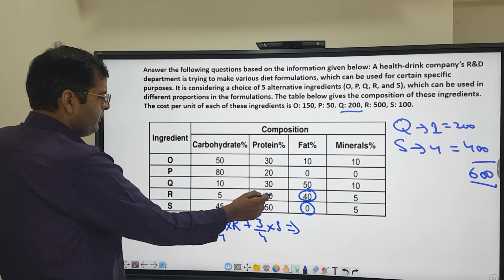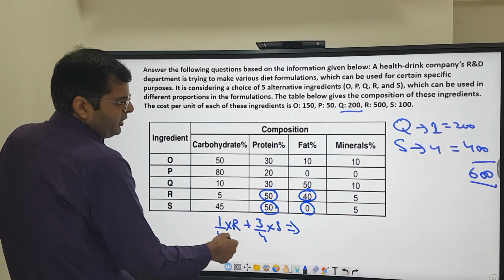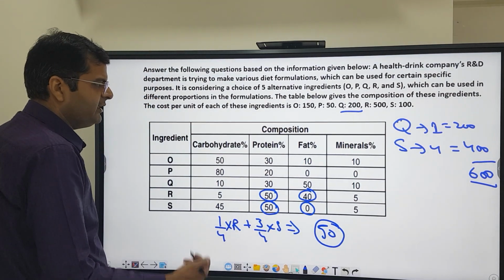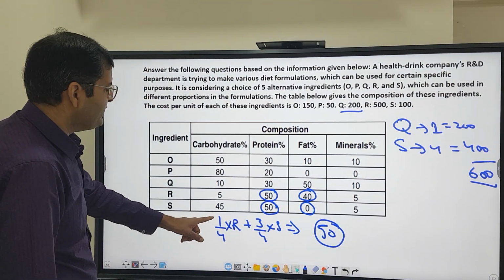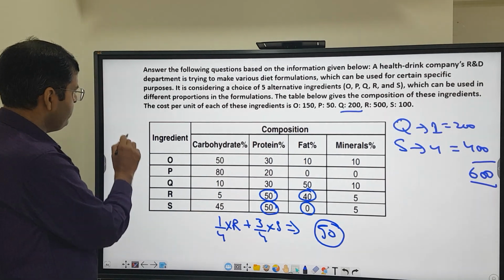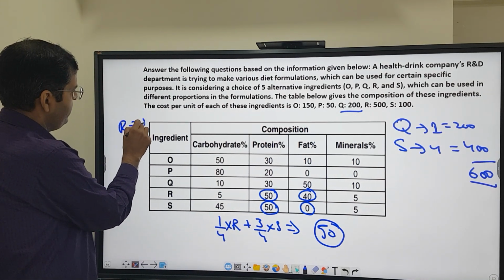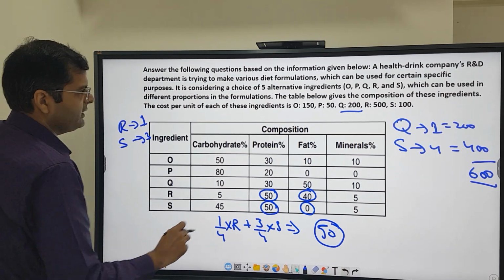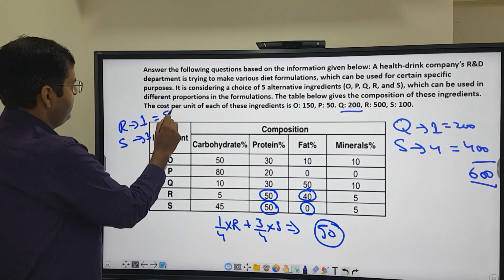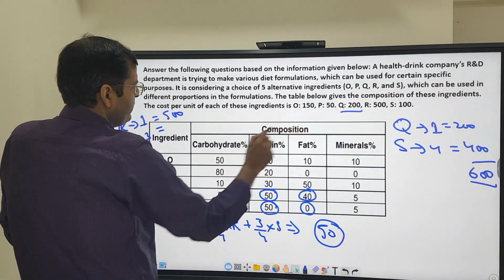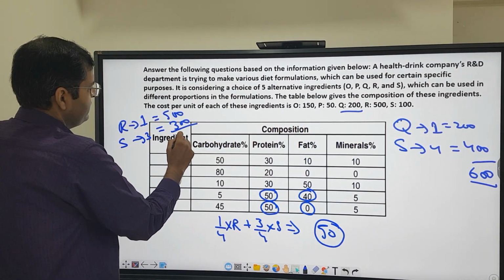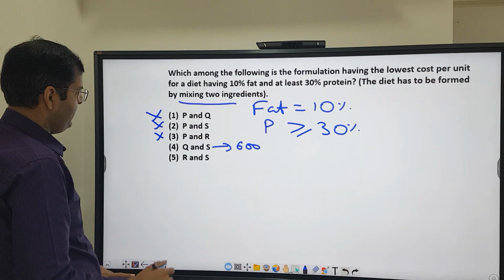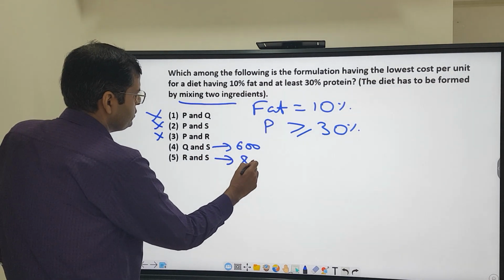What will be the protein? Protein in both is 50. So in whatever ratio you mix, protein will come out to be 50. So protein is also coming out greater than or equal to 30. But they are now mixed in the ratio 1:3. So you are getting 1 unit of R and 3 units of S. Now let me find the cost of it. R 1 unit is 500, S 1 unit is 100, so 3 units is 300. So 500 plus 300 is 800. Okay, so over here this is also possible, but with a cost of 800.